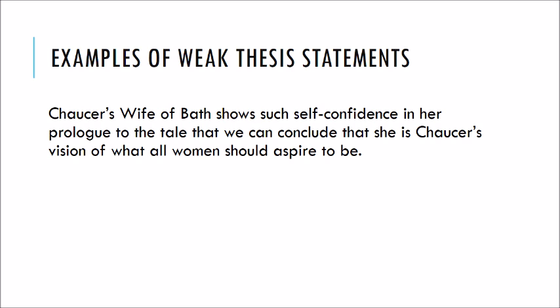Next, Chaucer's Wife of Bath shows such self-confidence in her prologue to the tale that we can conclude that she is Chaucer's vision of what all women should aspire to be. This is the untenable, unprovable thesis. So Chaucer's vision, the author's intent. We have no idea what Chaucer's vision is.